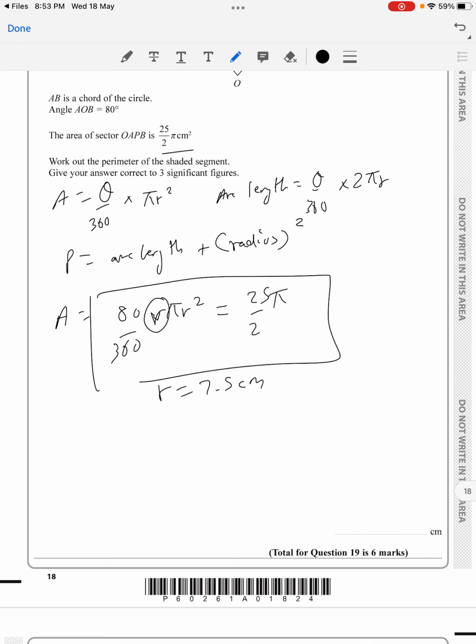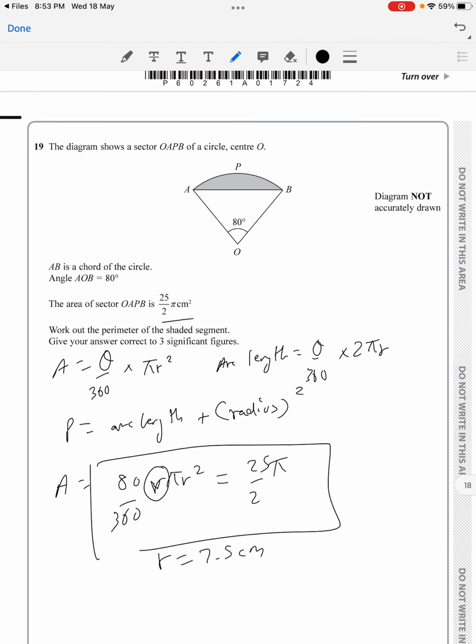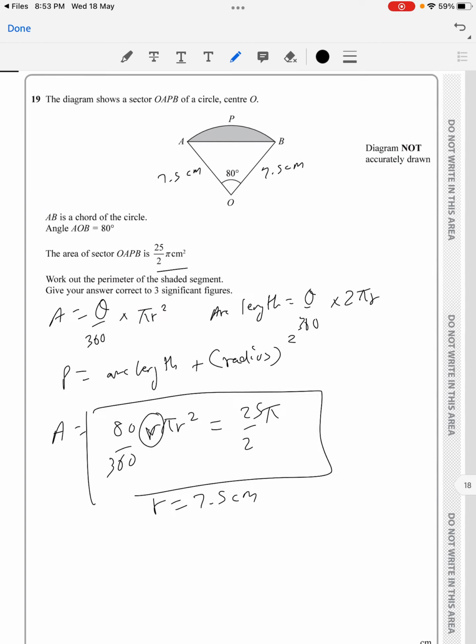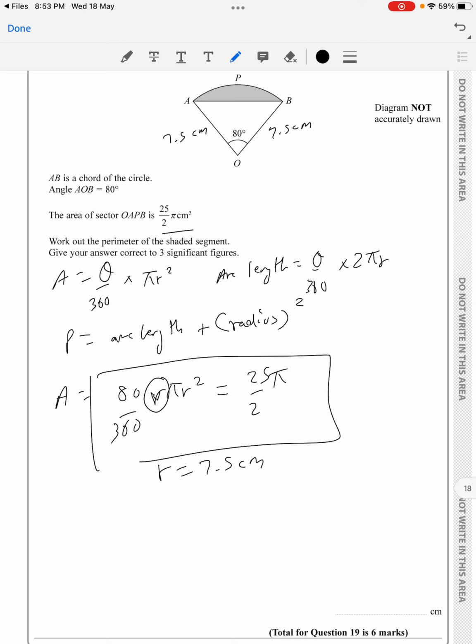So you just need to rearrange it, cut the pi's out. You should be getting 7.5 centimeters. Since OA and OB are equal, we know that this is 7.5 centimeters and this is 7.5 centimeters. Now what we have found is that value. Based on this, you need to find out what the arc length is.